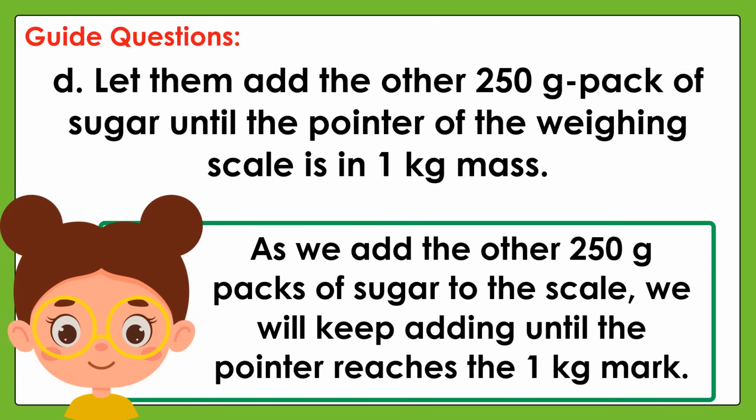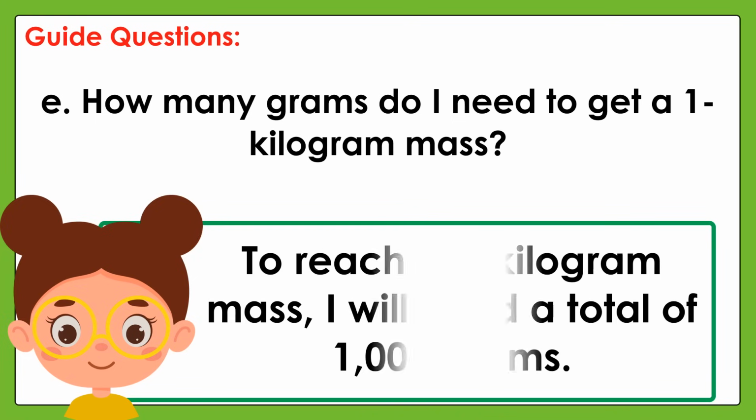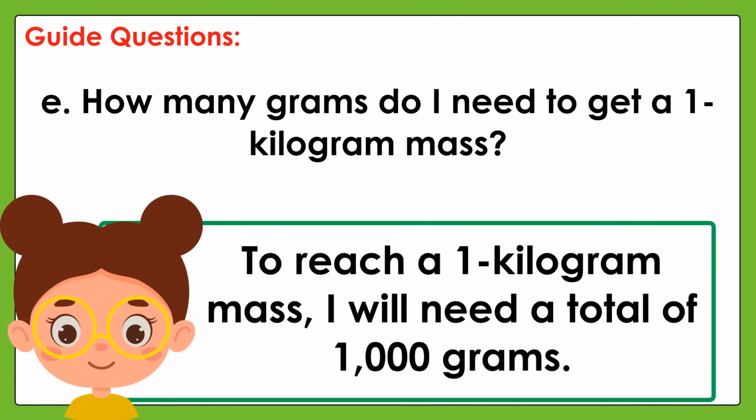Letter D. Let them add the other 250-gram packs of sugar until the pointer of the weighing scale is at 1 kilogram mass. As we add the other 250-gram packs of sugar to the scale, we will keep adding until the pointer reaches the 1 kilogram mark. Letter E. How many grams do I need to get a 1 kilogram mass? To reach a 1 kilogram mass, I will need a total of 1,000 grams.